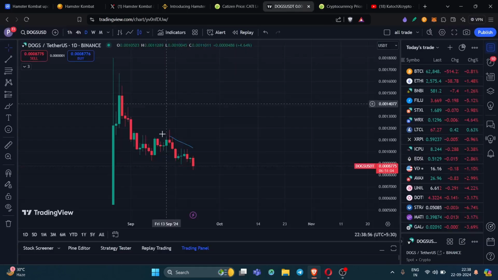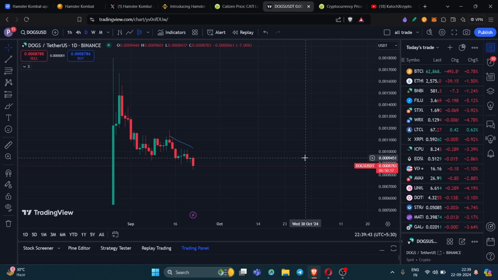If you look at the example of Dogs, DOGS performed very well on the launch day, and of course it is crashing down now. This one has a supply of 500 billion tokens and hit an all-time high of 0.0018. Now, if you reduce the supply from 500 to 100 billion tokens, the chances of Hamster Kombat hitting 0.05 are very high. That is the most optimistic price I can tell you at this moment, because the selling pressure will be very high on the launch day.